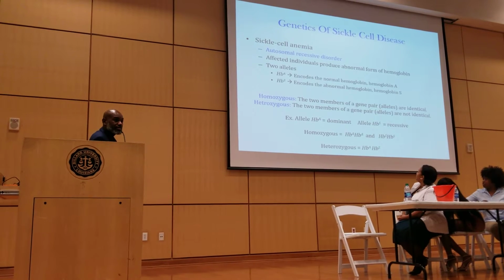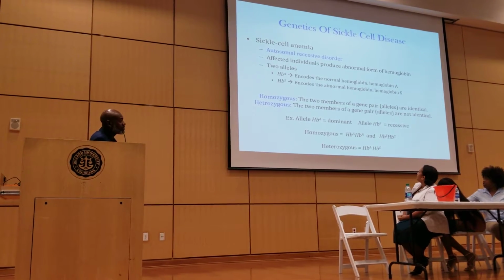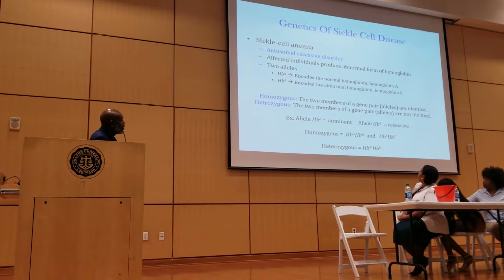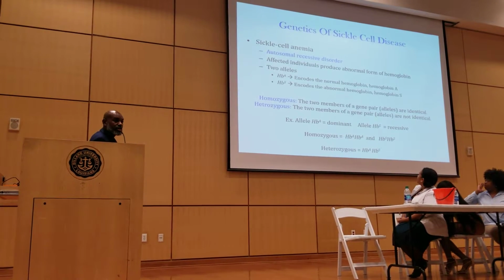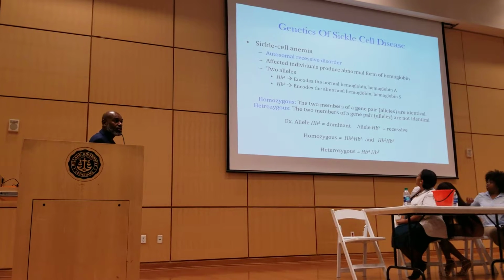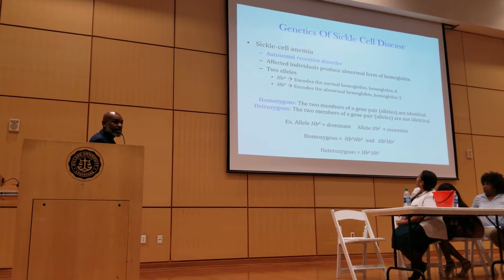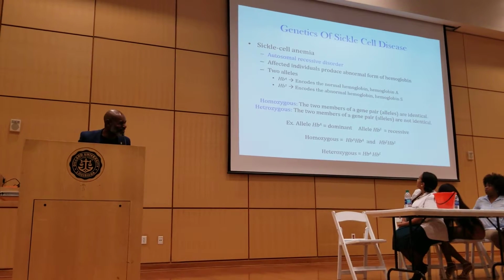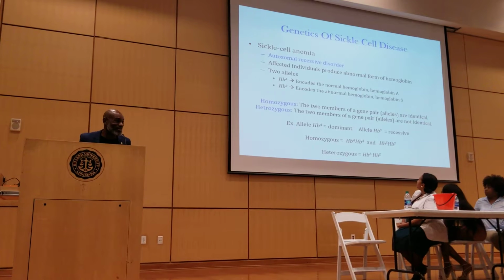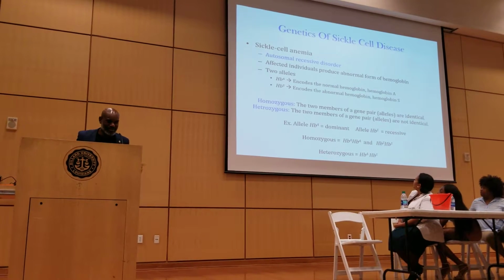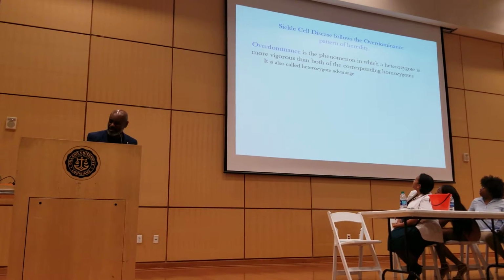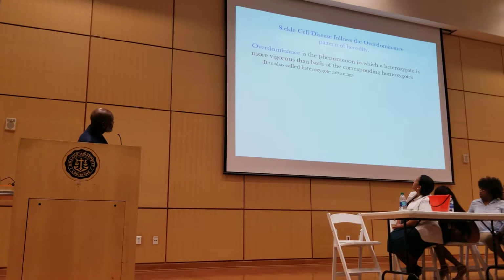For a person who has sickle cell disease, they would have the two HBS alleles. For a person who has sickle cell trait, as we call it, they have one sickle cell allele and one normal allele. We refer to them as being heterozygous. And we'll talk about those, and particularly Nurse Robichelle will tell us a little bit more about sickle cell trait when she's up.